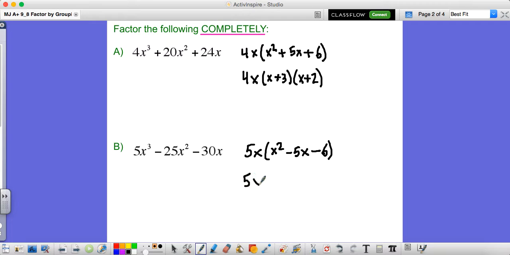This problem is actually eerily similar to the one above. What two numbers multiply to -6 but add to -5? The answer there would be -6 and +1. -6 times 1 is -6. -6 plus 1 is -5. So at this point, this expression is completely factored.